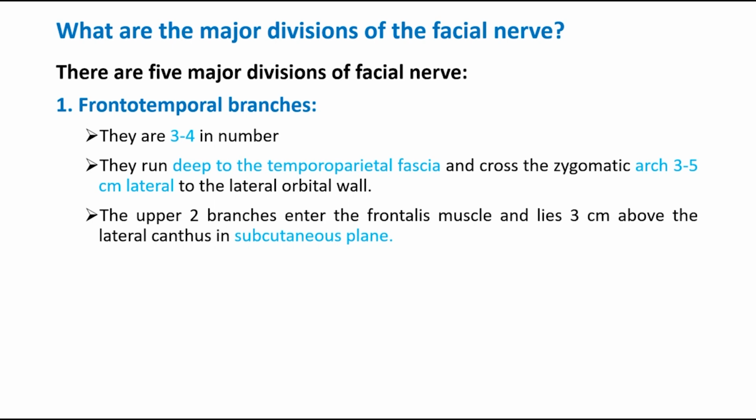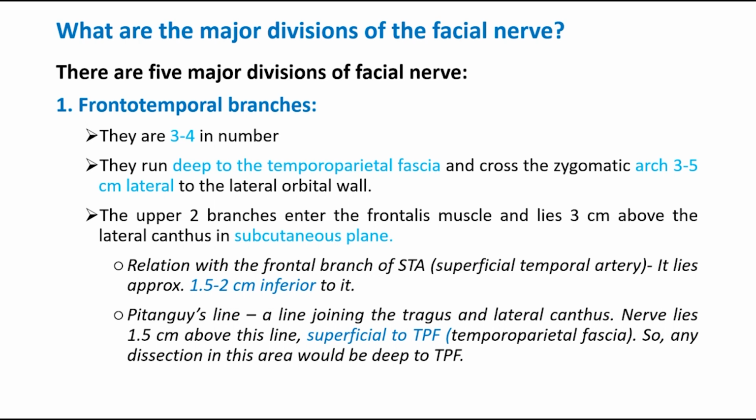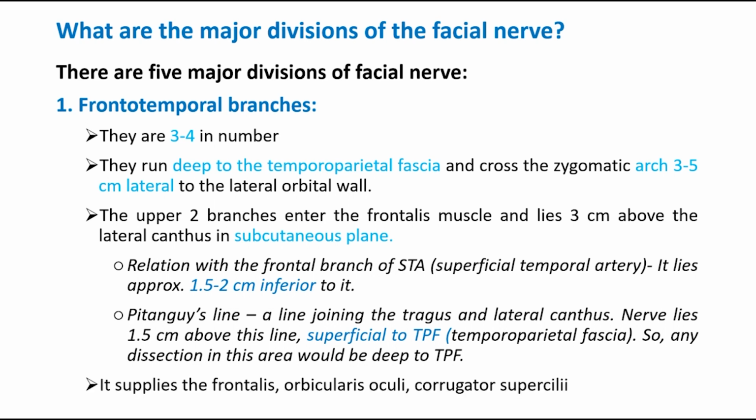Here you must remember two facts. What is the relation of these frontotemporal branches to the frontal branch of the superficial temporal artery? So the nerve lies 1.5 centimeter inferior to the artery. And there is also Pitanguy's line. You join a line connecting the tragus and the lateral canthus, and this frontotemporal nerve will lie 1.5 centimeter above this line, superficial to the temporoparietal fascia in the subcutaneous plane. So at this level, the dissection should be deep to TPF. If you do the dissection in the subcutaneous plane, then you have to remember the course and identify the nerve and preserve it. This frontotemporal branch supplies the frontalis, orbicularis oculi, and the corrugator supercilii.